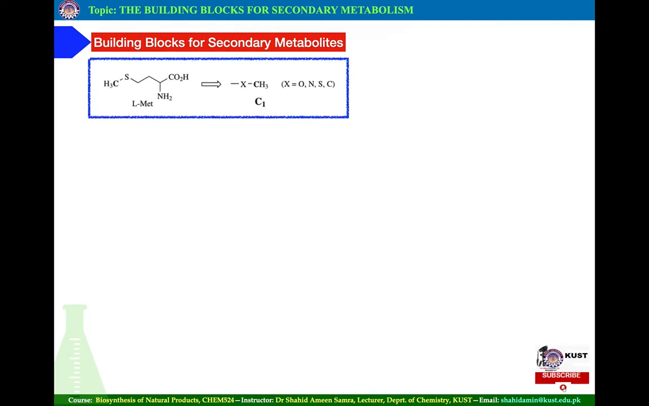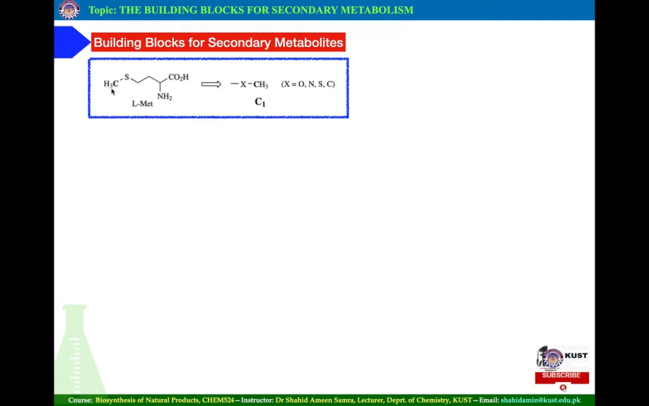Now we look at the primary metabolites that are providing us with some specific units or building blocks containing different numbers of carbons for the biosynthesis of the secondary metabolites. Amongst these, L-methionine contains a methyl group that is attached to the sulfur atom. This methyl group is a source of 1-carbon units for a large number of secondary metabolites.